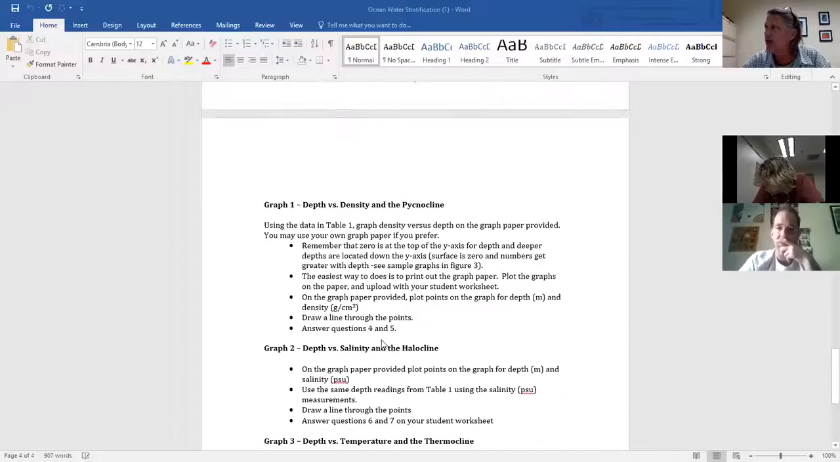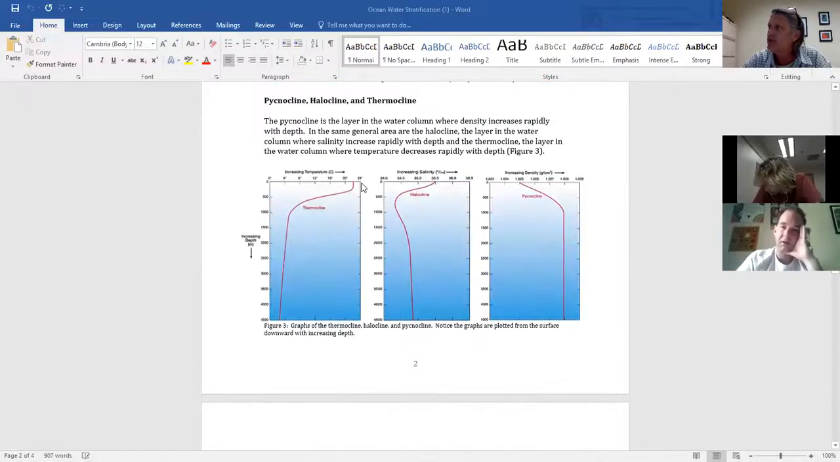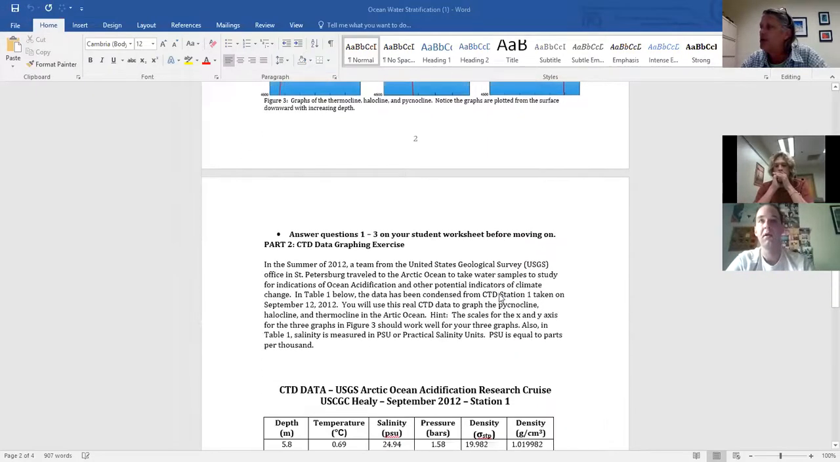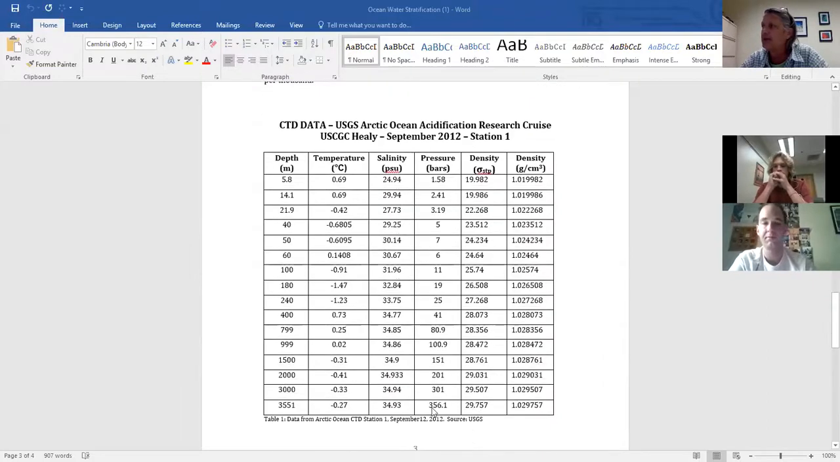Then when you graph your data, plot your points and connect them with a smooth line. It's not going to be a line, I mean a smooth curve. You probably already have the answers or close to the answers, because the thermocline is going to be something like this, the halocline is going to be something like this, and the pycnocline is going to be something like this. This is just a generalized graph from the book. You're using real collected data.